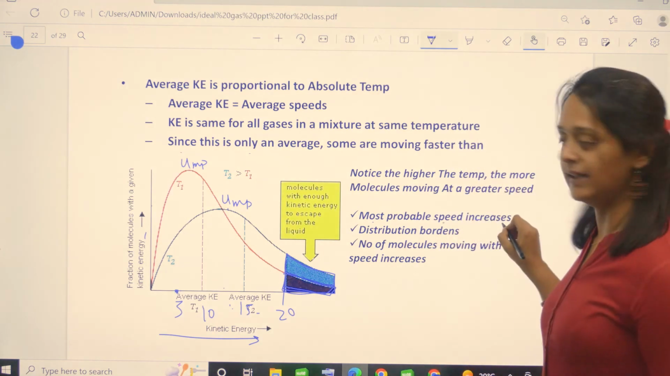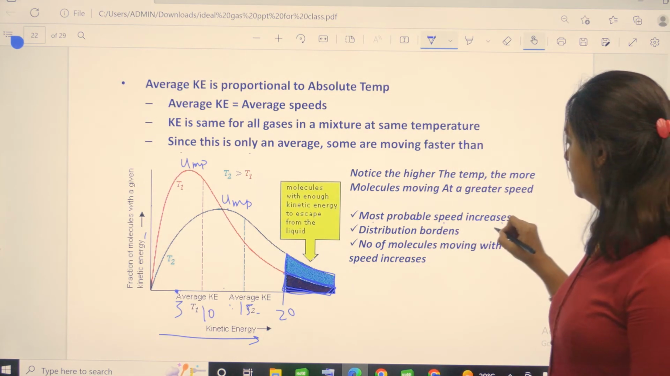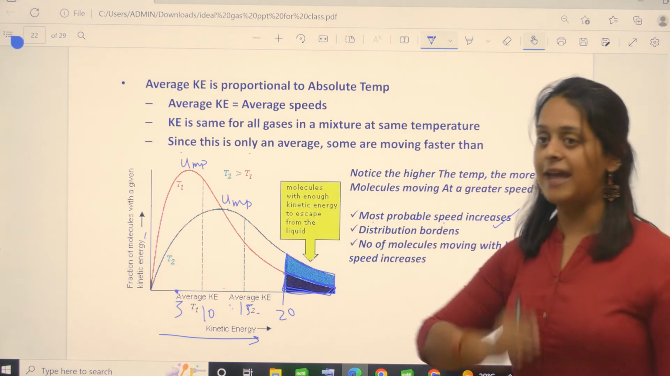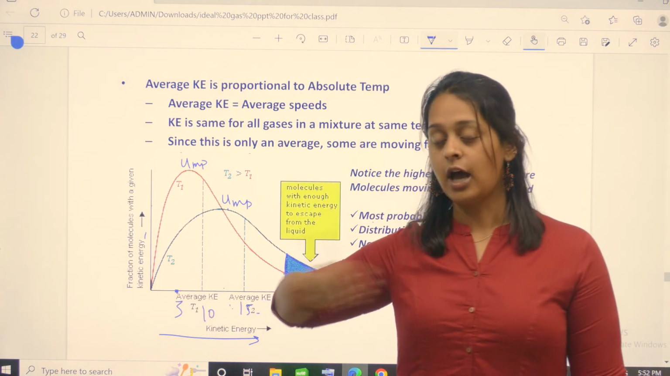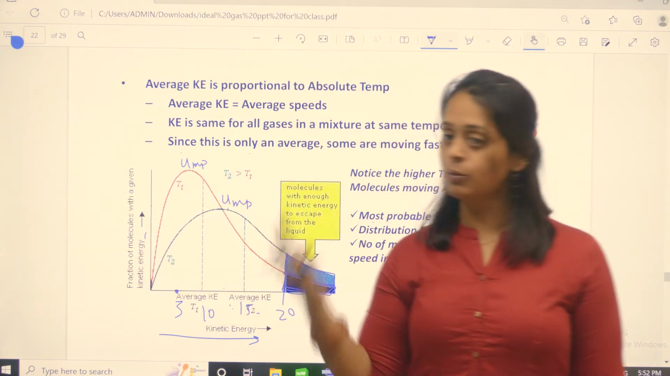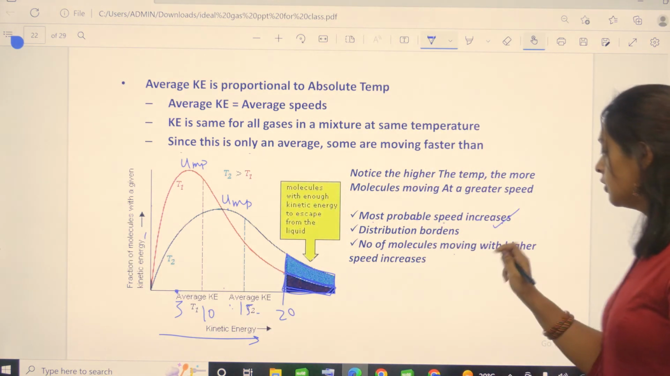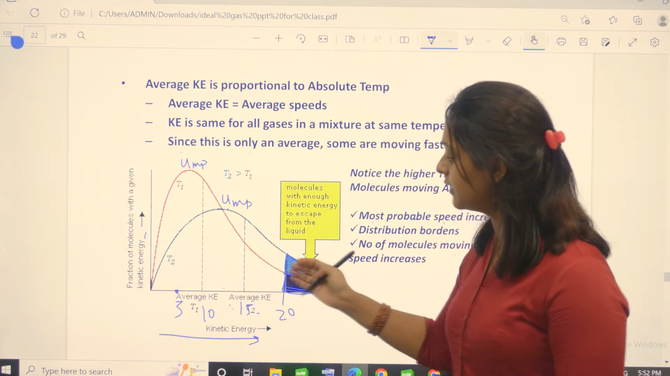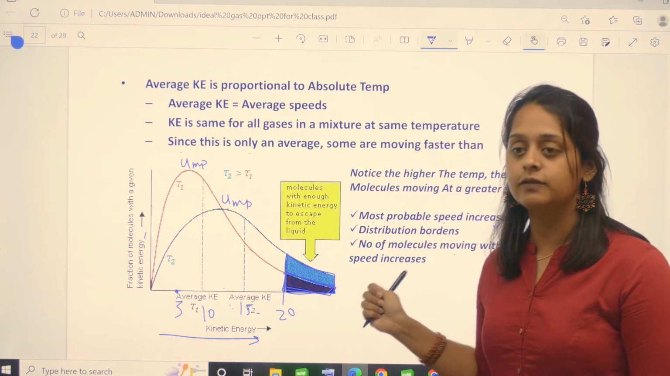Most probable speed increases. First thing. Most probable speed increases. Distribution broadens. So पहले distribution narrow था. अब क्या हो रहा है? फैला हुआ है. So broaden हो रहा है. Number of molecules moving with higher speed increases. So more number of molecules are trying to come to the farther side of the graph.